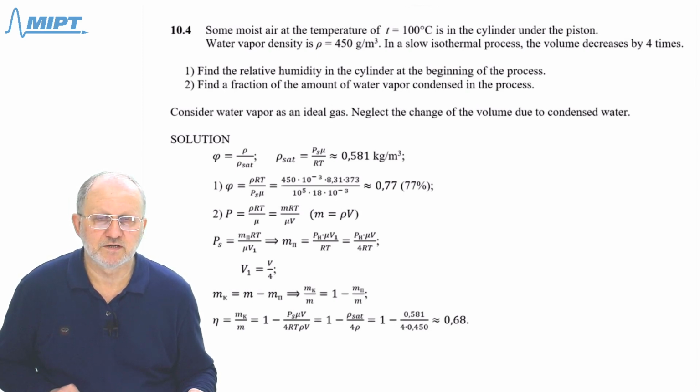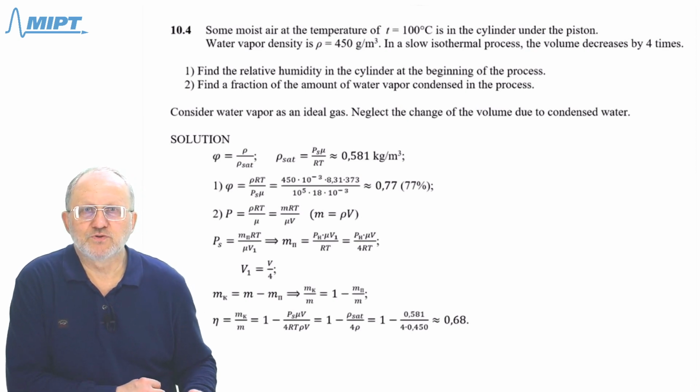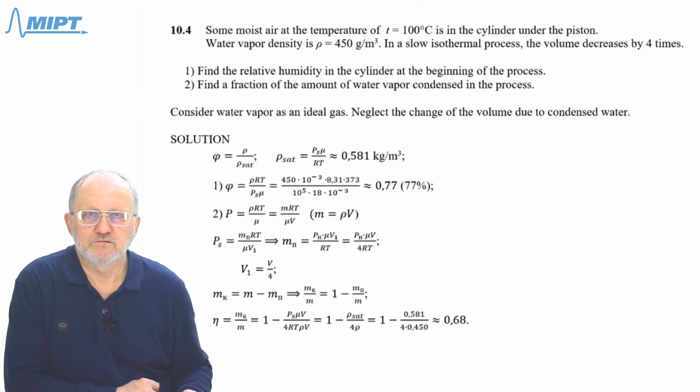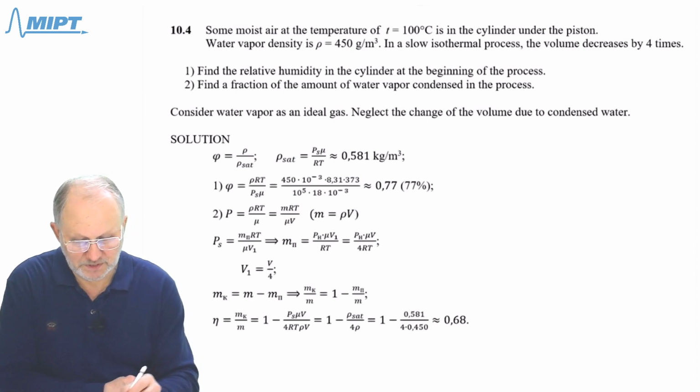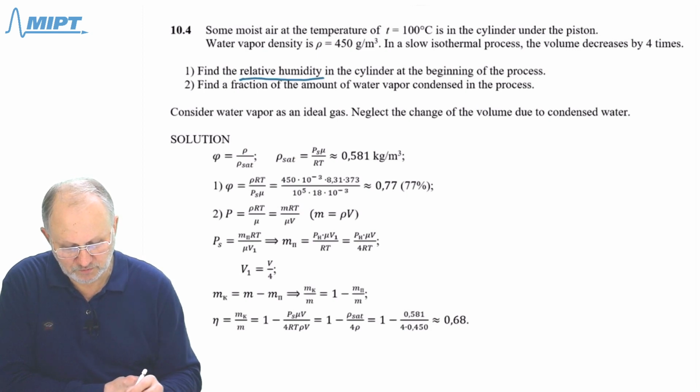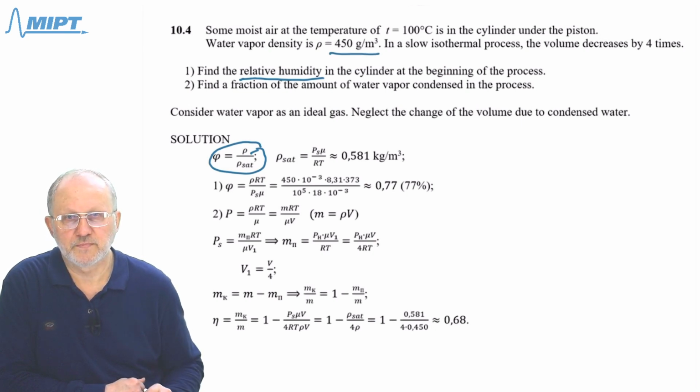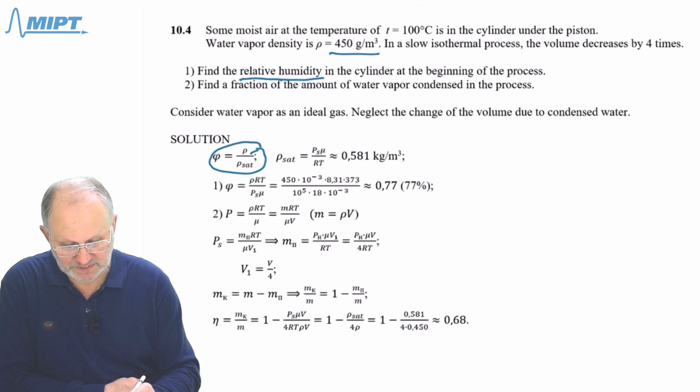So we have to consider water vapor as an ideal gas, and we may neglect the change of the volume due to condensation of water. In order to answer the first question, we have to use the definition of relative humidity. Relative humidity has this definition. It's the ratio of the density of vapor, which is given in this problem, to the density of saturated vapor.